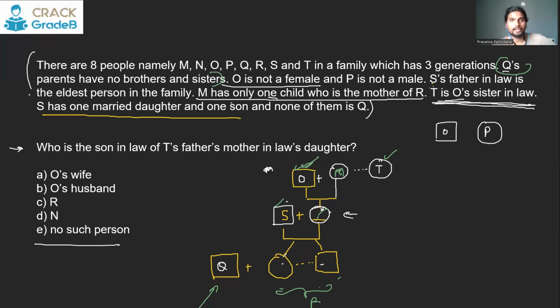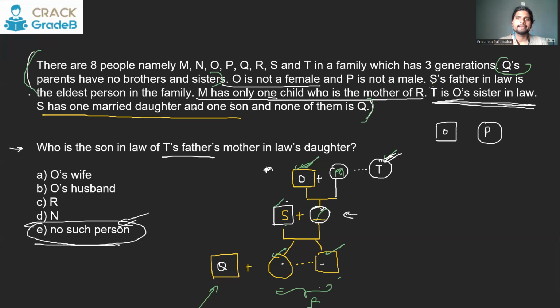S has one married daughter and one son, and none of them is Q. So S has one daughter, one son, and none of them is Q. So this is how we have satisfied everything that they have provided. And then we can prove who is son-in-law of T's father's mother-in-law's daughter. So T's father is not there in the family. So we can say there is no such person, because the option is there. No such person. In this family, there is no such person. So yes, we can totally say that, because we have satisfied everything.